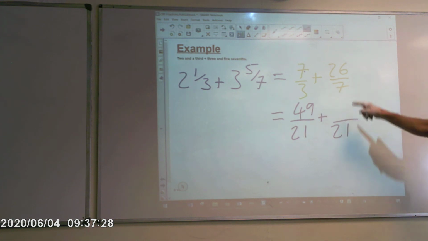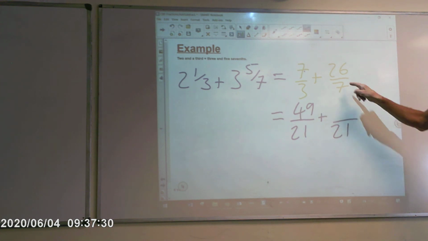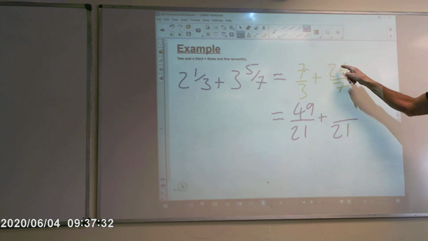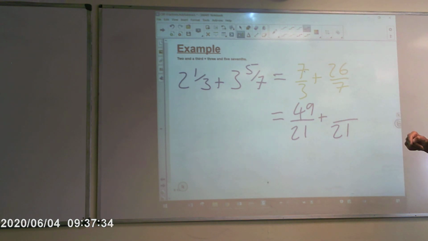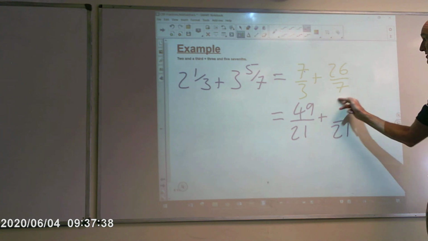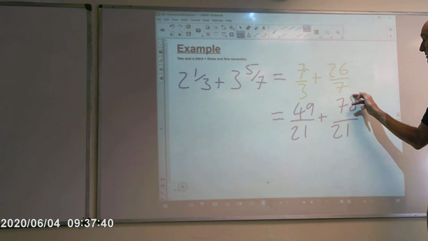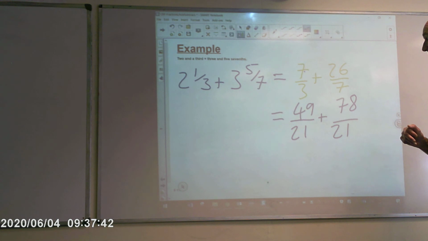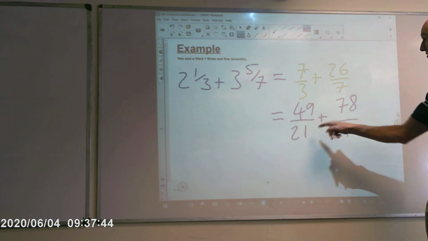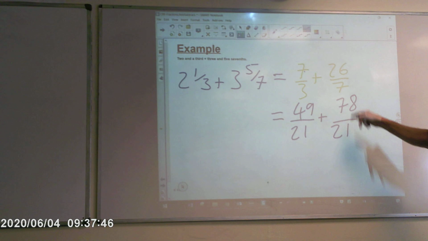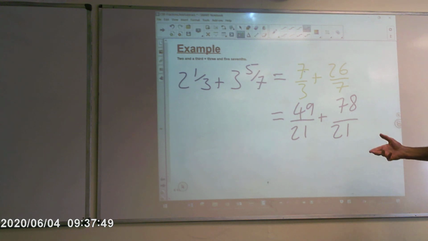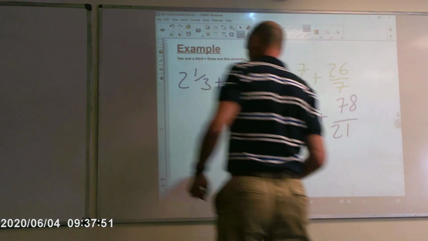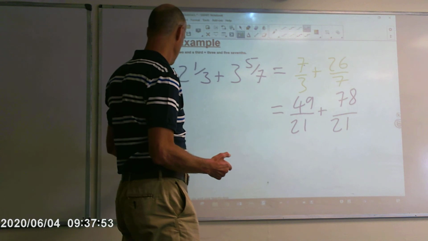What have I done to the 7 to make it into 21? I've multiplied it by 3. 3 lots of 26 is 78. Okay? Now I've got 49 21sts, add to 78 21sts. Big number, don't be scared of the big numbers. Please don't be scared of the big numbers.